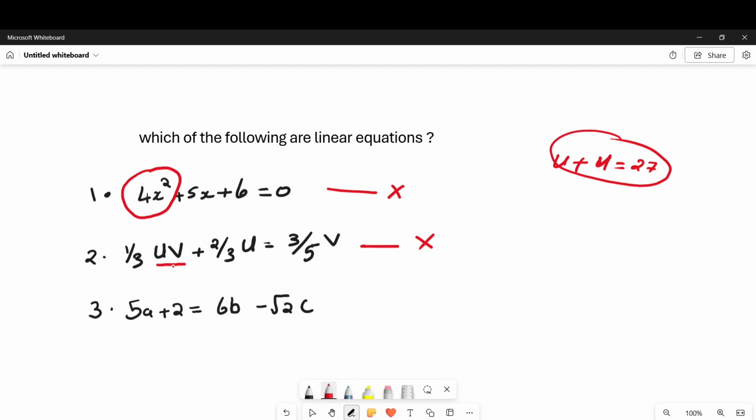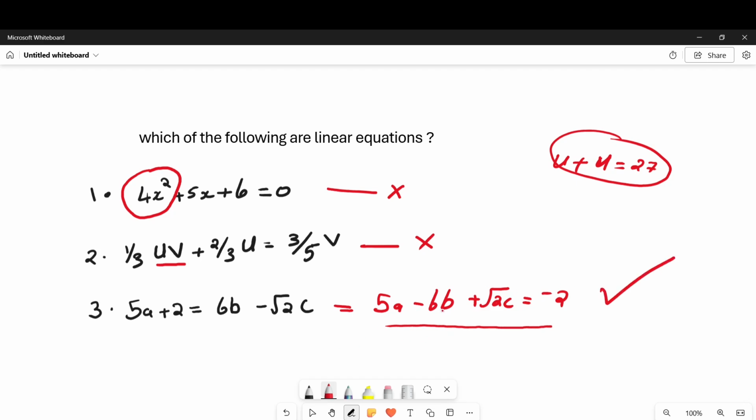Then the third one: 5a plus 2 is equal to 6b minus root 2c. In the first place, we'll see that a root 2 comes. There's no problem; if a root 2 comes, it's a number, it's a value. So it's the coefficient of c. You can just rewrite this equation like this, it's very simple: 5a minus 6b plus root 2c is equal to minus 2. This is how we rearrange the linear equation to look like the standard form. So here this is a linear equation.